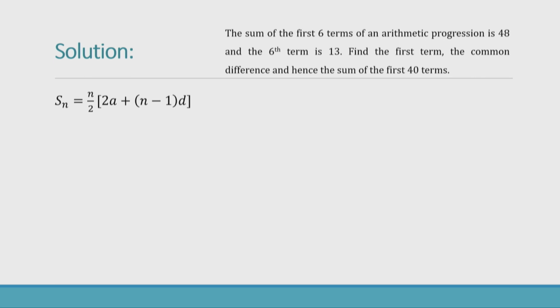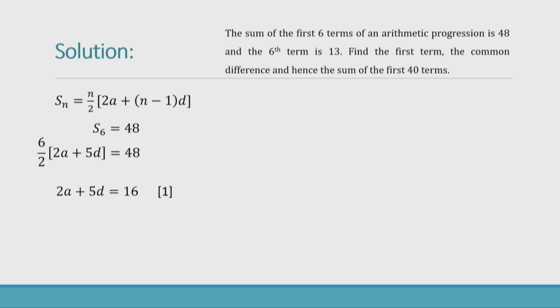So here we have been given the sum of the first 6 terms to be 48. So my formula for Sn is here, Sn = n/2 × (2a + (n - 1)d). So S6 = 48. Simplifying, I will get 6/2 × (2a + 5d) = 48, which gives me 2a + 5d = 16. This is my first equation.